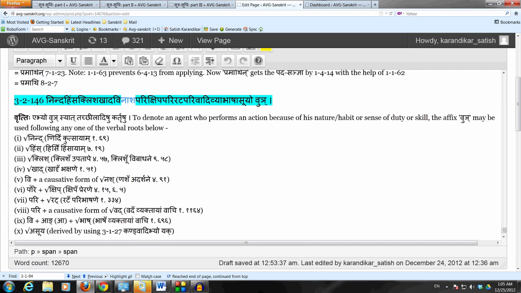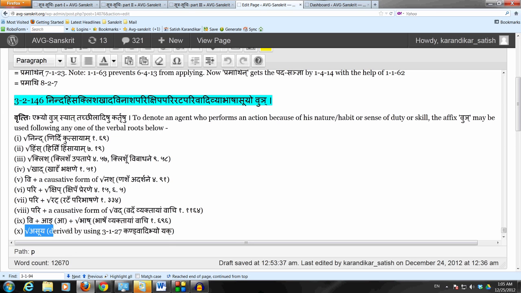Number 6 is the upasarga pari plus kship, which is kshipa preranE. Number 7 is pari plus rat, which is rata paribhashane. Number 8 again is parivadi. So here also it is the upasarga pari with a causative form of the verbal root vad, which is vada vyaktayam vachi. And number 9 is the dhatu bhash, which is bhasha vyaktayam vachi with the upasarga vi plus the upasarga ang, which is a. So vyabhasha. And finally the verbal root asuya.